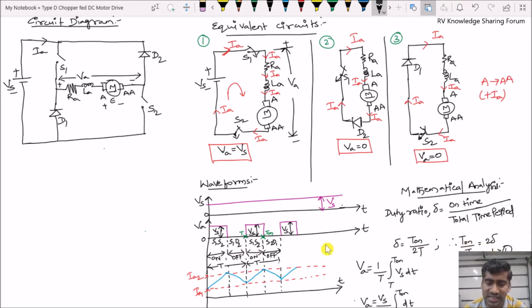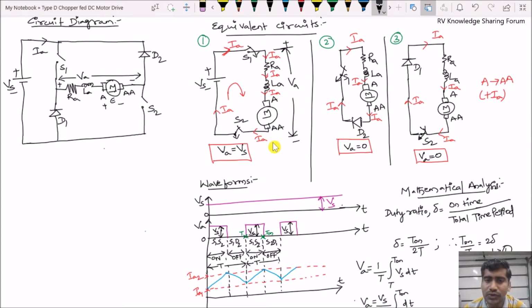Okay, now let us discuss the current direction. If you observe in equivalent circuit 1, the armature current is entering through A and leaving through AA. In equivalent circuit 2 also, the armature current is entering through A and leaving through AA. And in equivalent circuit 3 also, the current is entering through A and leaving through AA. That means in all the modes of operation, the current never reverses its direction.